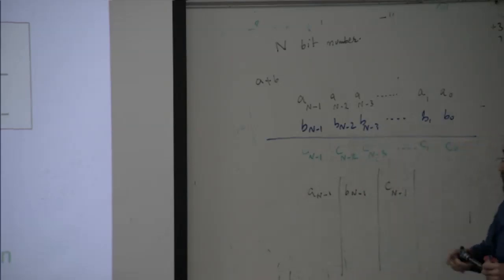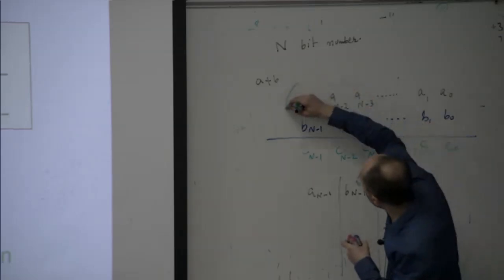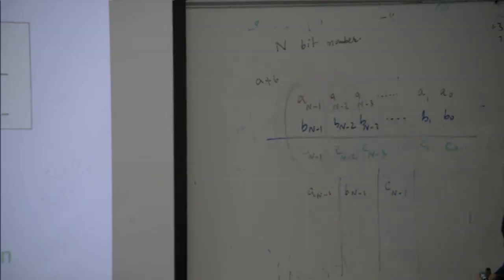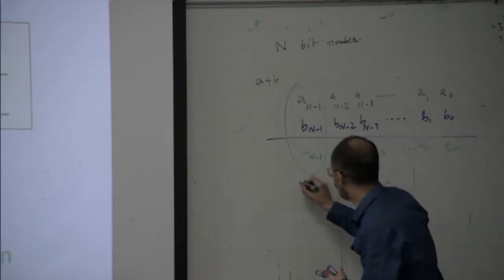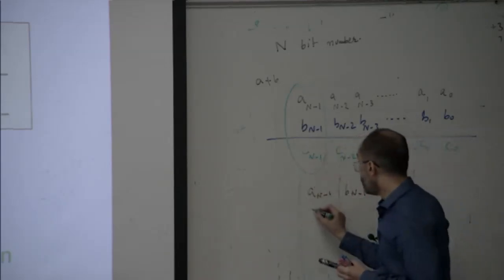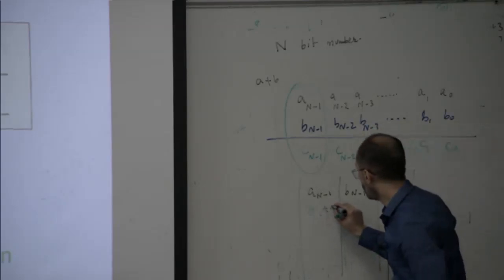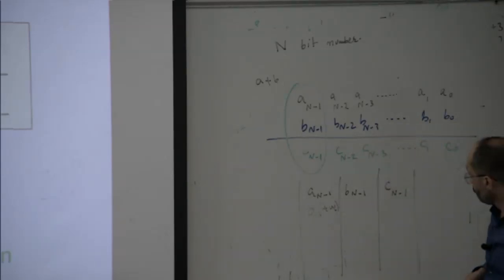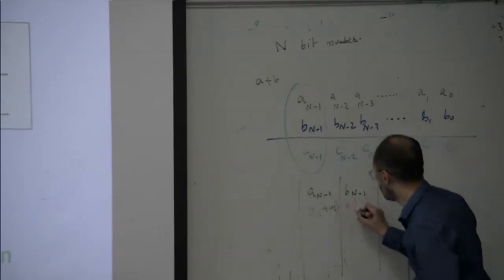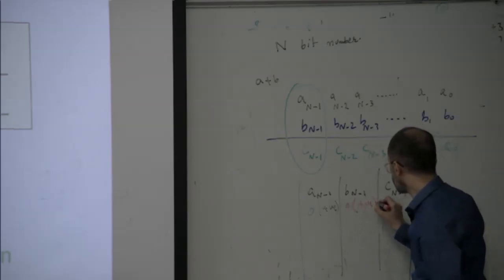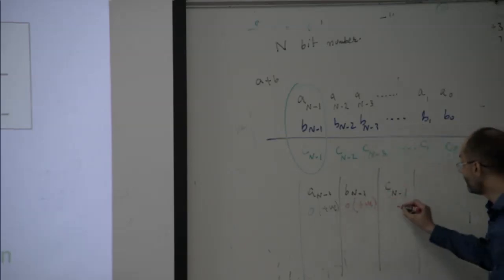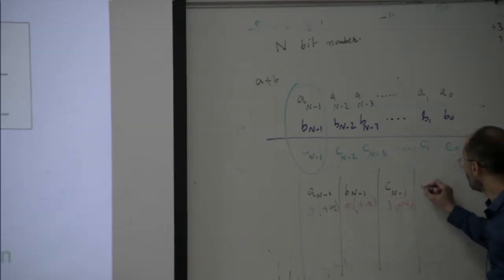In which bit are we interested? The MSB. We are interested in the MSB bit. Now, if a n minus 1 is 0, what does it imply? A is positive. And if b n minus 1 is 0, what does it imply? Positive. And c n minus 1 is 1, negative. Then overflow will be equal to 1.